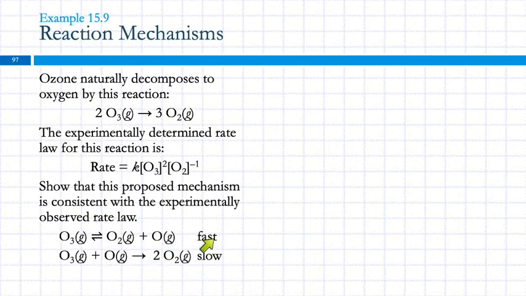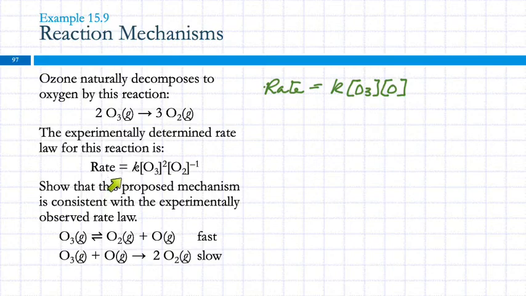Here we have a fast first step and a slow second step. So I'm going to predict a rate law based on the slow step. Based on the slow step, the rate is equal to a rate constant times the concentration of O3 times the concentration of O. That comes from this step. Everybody with me? Because those are elementary steps, and we can predict rate laws for elementary steps.